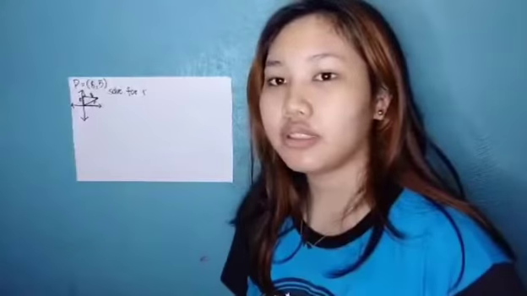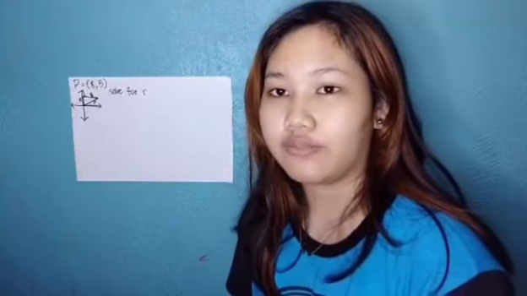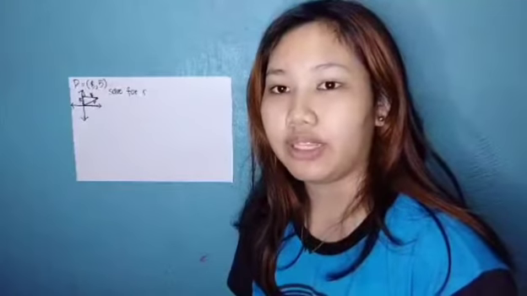Good day, sir. So this is Group 9's presentation about evaluating the 6 trigonometric functions given a point on a terminal side and angle. So this is the first example. Today, we're going to find the value of the 6 trigonometric functions, given the following.